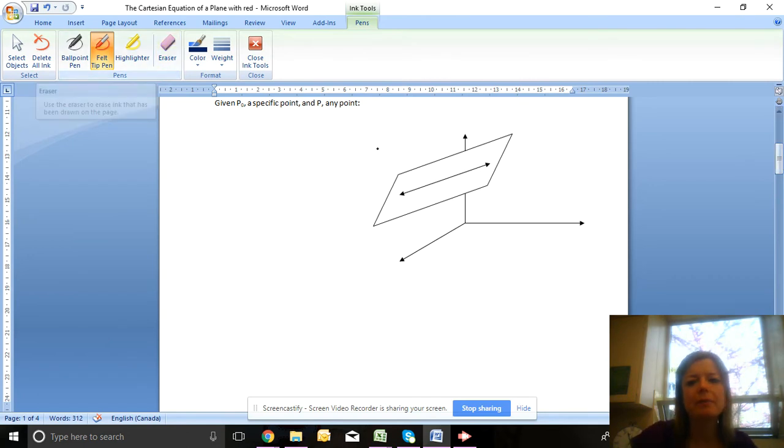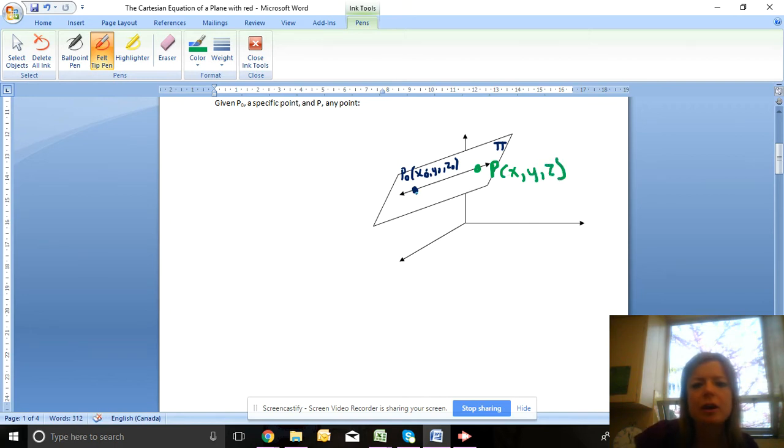Imagine we have a plane here. Again, we call planes pi, so we put pi in the upper corner. Let P0 be any specific point that we're given, which we'll call (x0, y0, z0). Then we'll say let P be any other point on the plane, which we'll call (x, y, z).